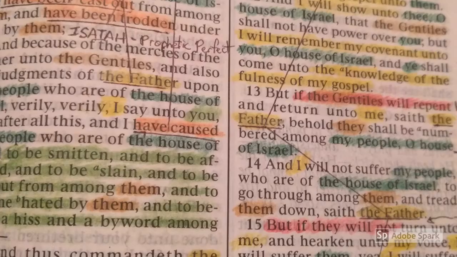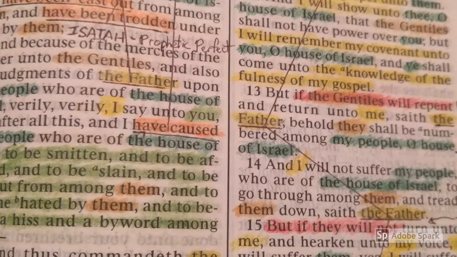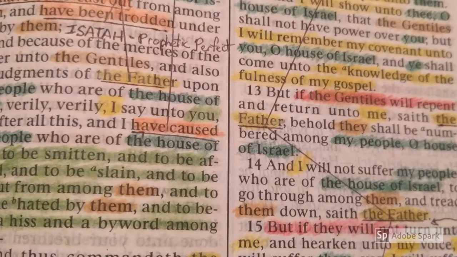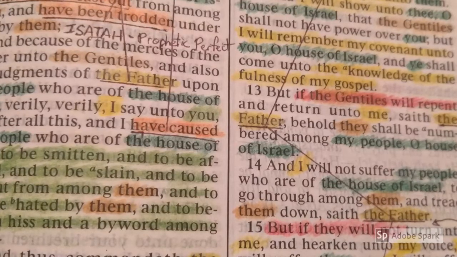So I've had several requests by different people to have me explain how it is that I mark my scriptures. What they're asking is if I will explain the color coding system I'm using, but the colors really aren't as important as the mental process that you go through.